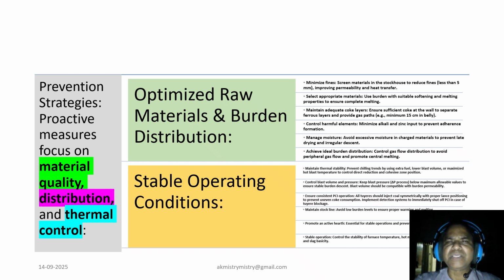Crucially, we ensure consistent and systematic PCI injection across all tuyeres with a system to immediately shut off PCI if a blockage occurs, maintaining a stable, consistent stock line, and overall thermal stability to prevent chilling trends that foster scab formation.